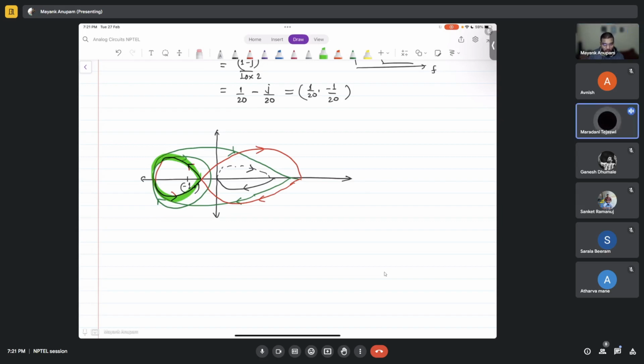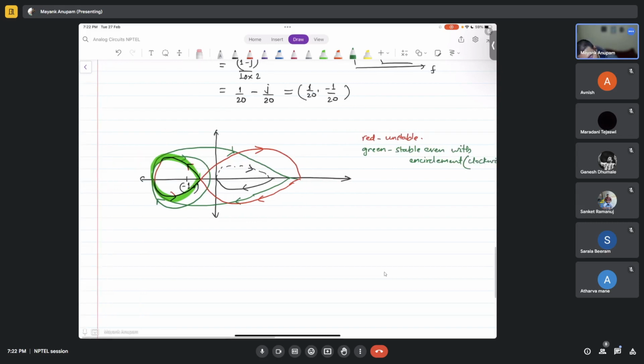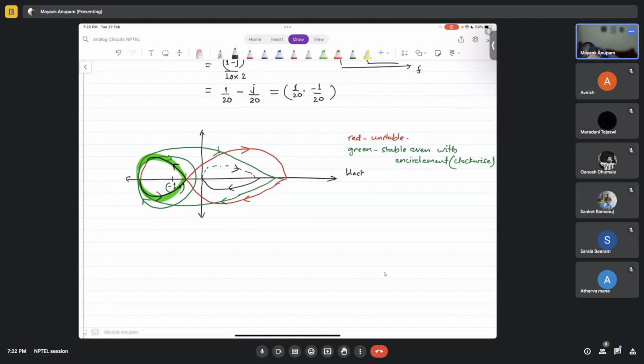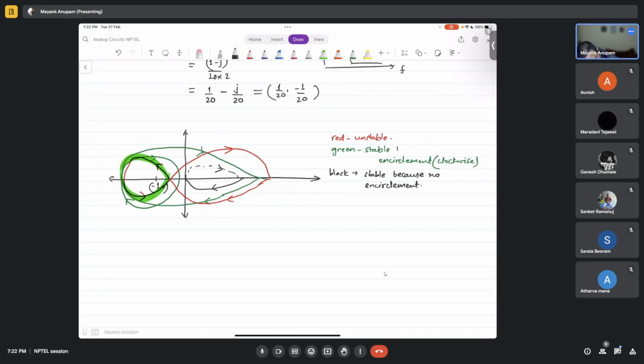So, do you understand? Is it stable? This one is anti-clockwise, so this will be unstable. So the red one is unstable. Green is stable even with encirclement, because the encirclement was clockwise, right? Then you have the black one, which is stable because there is no encirclement. Got my point?